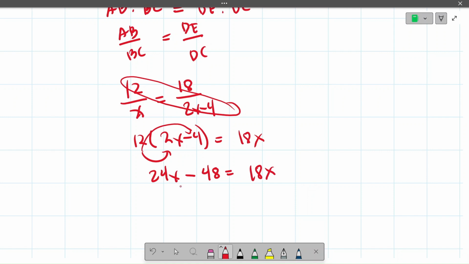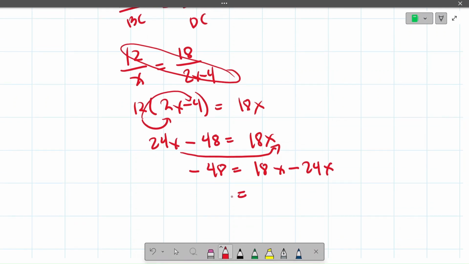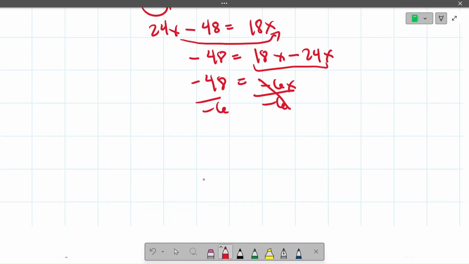Now, let's transpose this 24x over here by combining like terms. So we have here left negative 48 and 18x minus 24x. So how many, anong difference nito? That is negative 6x. Mm. So divide both sides by -6 para matanggal na dyan yung -6. So how many? Ilan kaya merong 6 sa 48? That is 8 na. Okay? So we got it.